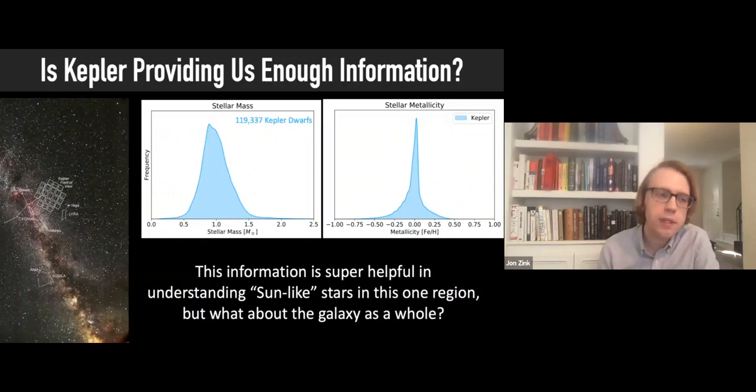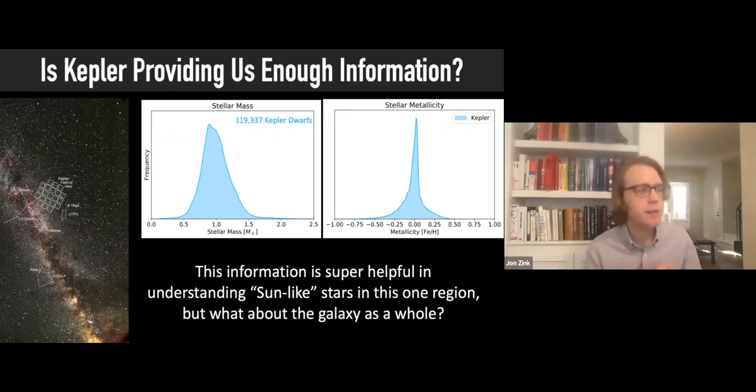Kepler is really just staring at one patch of the sky, right? I mentioned earlier that Kepler is only staring at 0.25% of the total celestial sphere. So maybe that's not really a great way to think about this. Is this really informing us about the demographics of the total galaxy, or just the demographics of this one patch of the sky? It might be good, but we just don't know unless we have other data.